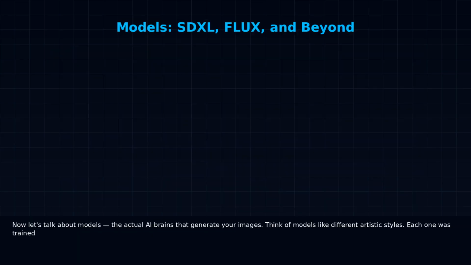Now let's talk about models, the actual AI brains that generate your images. Think of models like different artistic styles. Each one was trained on different data and produces different results. Stable Diffusion XL, or SDXL, is the current workhorse. It's fast, reliable, produces excellent quality at a resolution of 1024 by 1024, and it runs on most GPUs with 6 GB of VRAM or more.